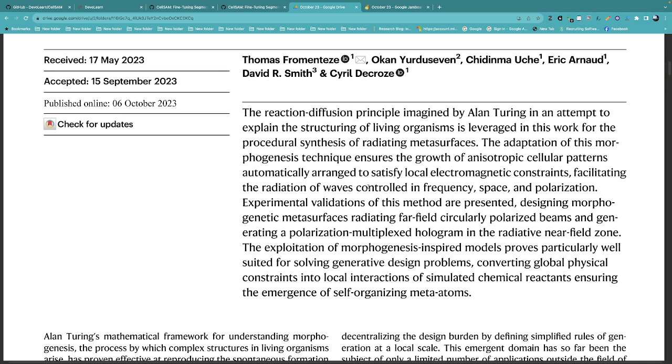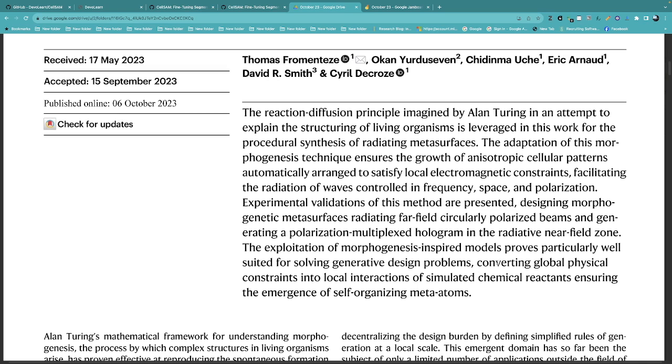So experimental validations of this method are presented, designing morphogenetic metasurfaces radiating far-field circularly polarized beams, and generating a polarization multiplexed hologram in the radiative near-field zone. The exploitation of morphogenesis-inspired models proves particularly well suited for solving generative design problems. So again, this is where we want to build something. We don't exactly know what the actual design will look like, but we can generate a number of potential solutions and come up with an answer. And of course, we use generative techniques for that, but this is one such technique.